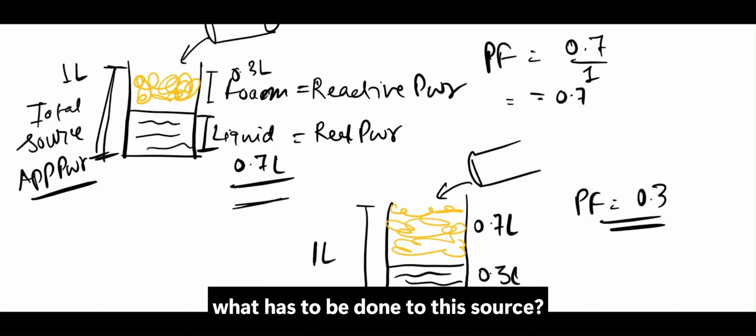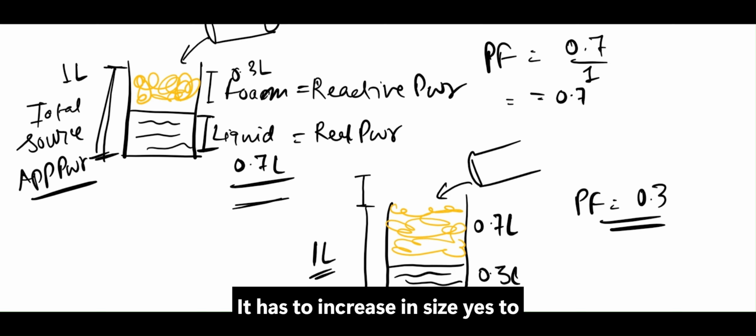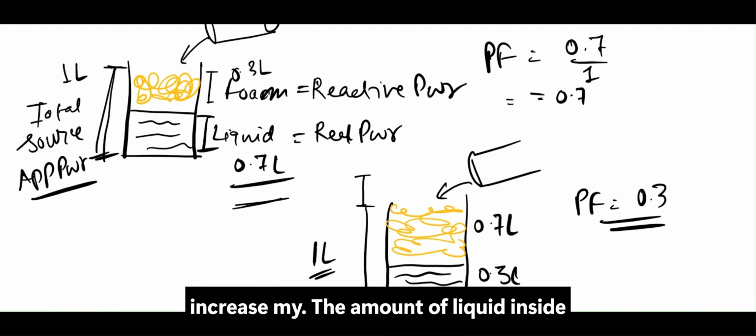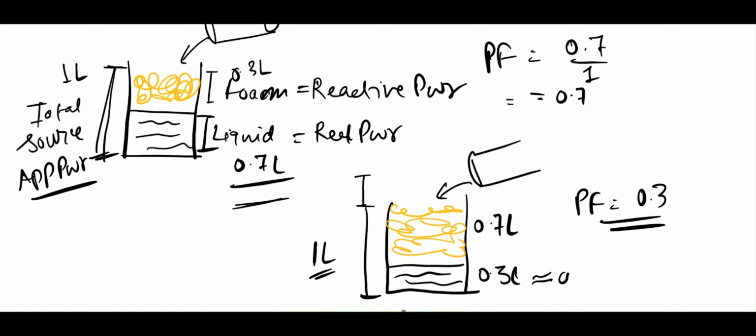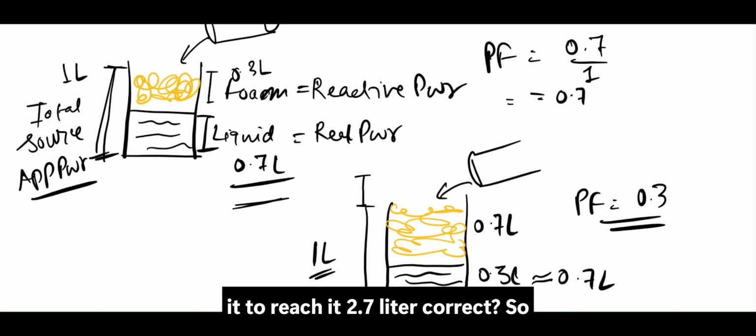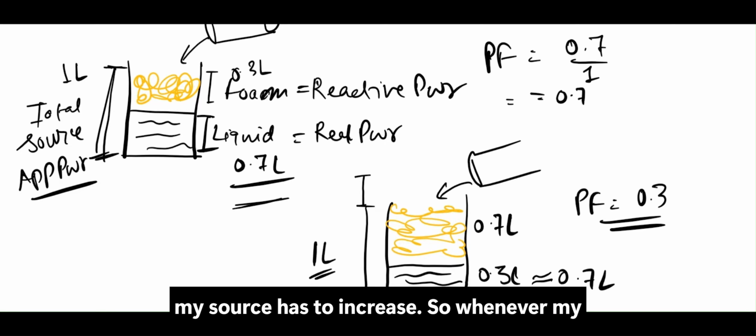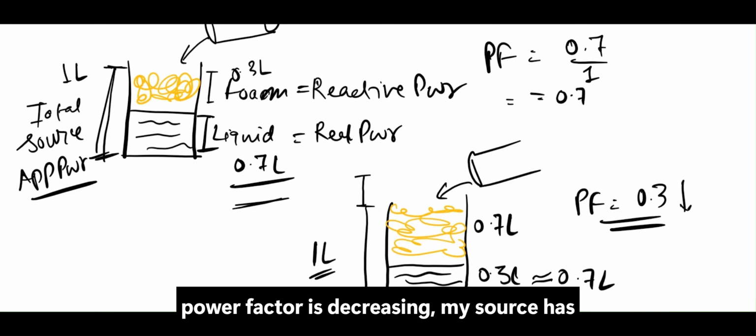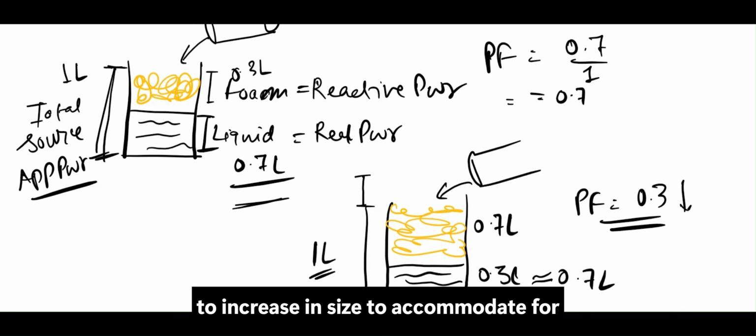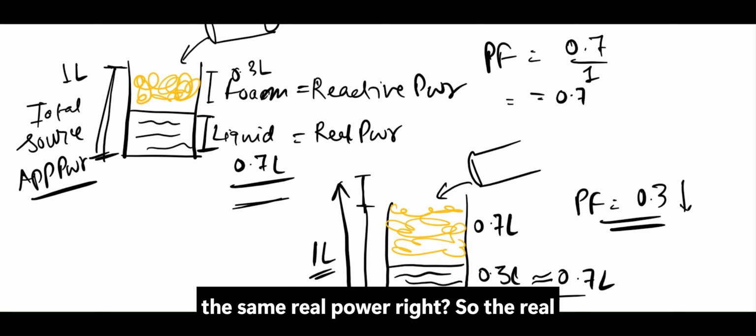So now if your thirst is only going to be quenched by consuming 0.7 liter of liquid, what has to be done to this source? It has to increase in size, yes, to increase the amount of liquid inside it to reach 0.7 liter, correct? So my source has to increase. Whenever my power factor is decreasing, my source has to increase in size to accommodate the same real power, right?